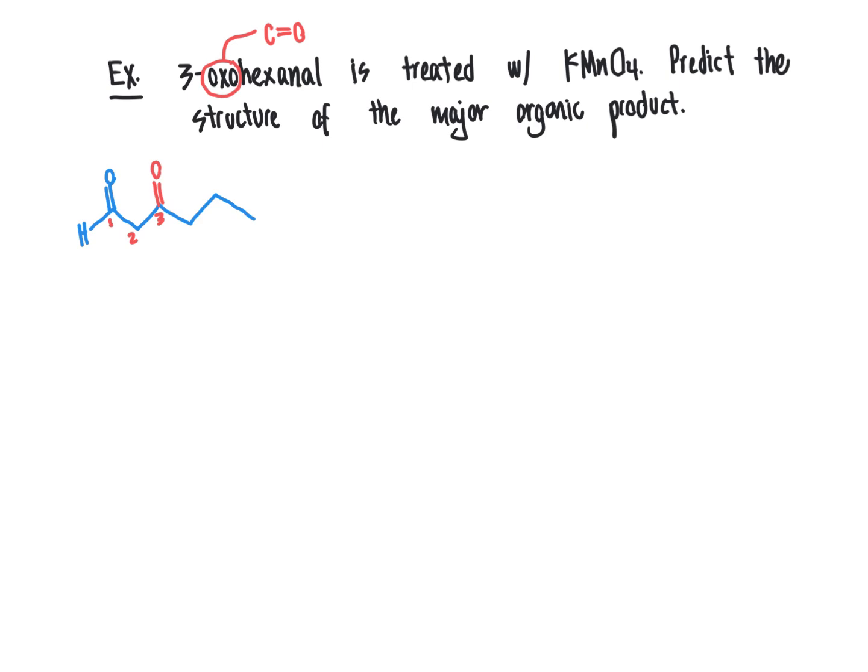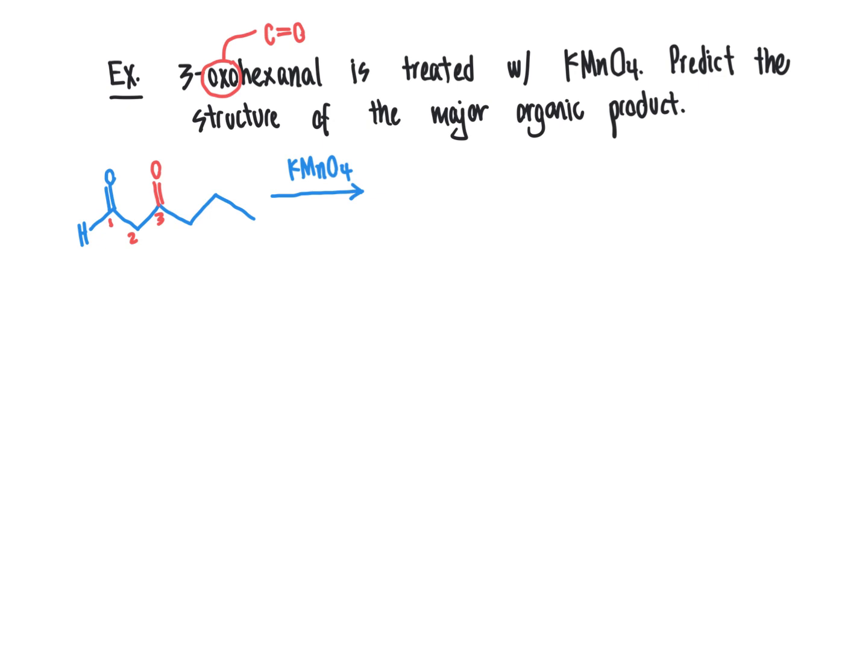And what we're saying when we describe this as the 3-oxohexanal was treated with potassium permanganate, KMnO4, is that we're mixing the starting organic molecule, that is our 3-oxohexanal, with potassium permanganate, KMnO4, and then predict the structure of the major organic product. So we need to draw in what would result here as our final major organic product, where we're saying, what is the organic substance that would result from mixing these two together? What's our reaction product, in other words?